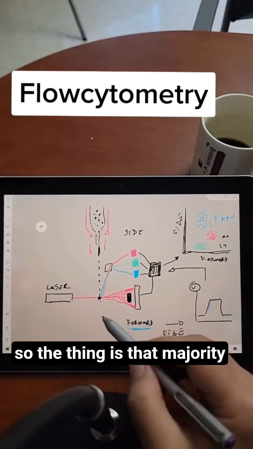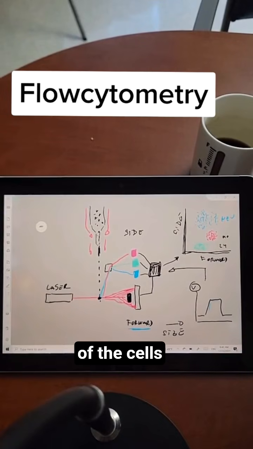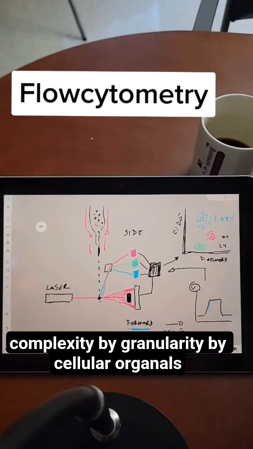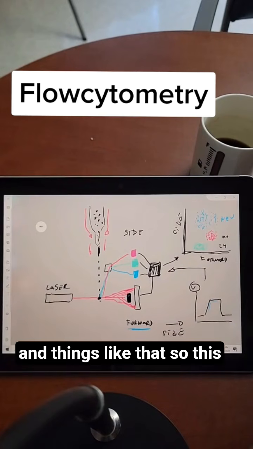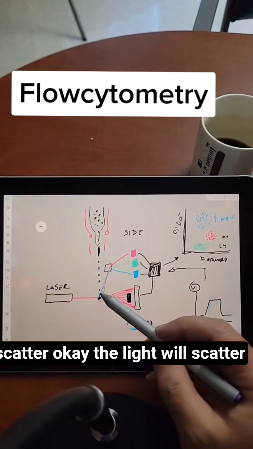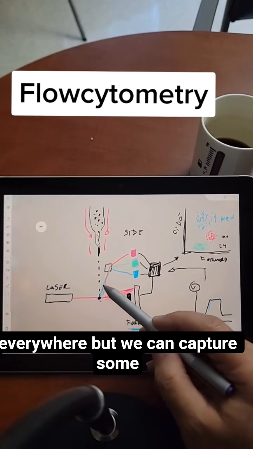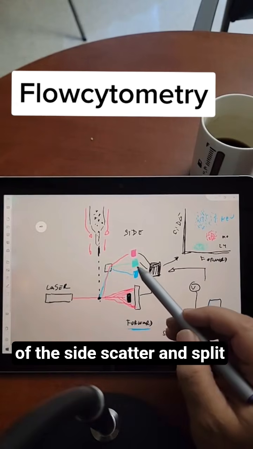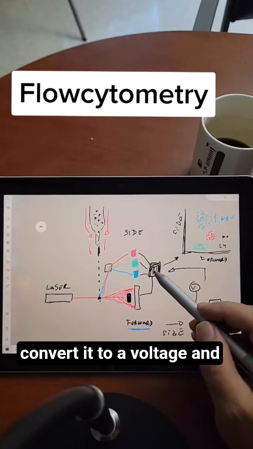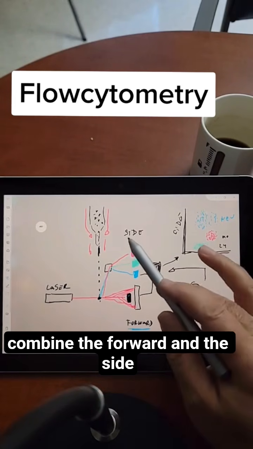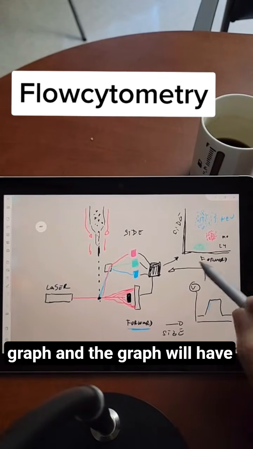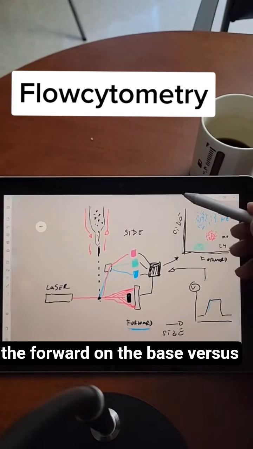The thing is that the majority of the cells are different not only by size, they are also different by complexity, by granularity, by cellular organelles and things like that. So this laser will also have a side scatter, okay? The light will scatter everywhere, but we can capture some of the side scatter and split it into different channels like that, convert it to a voltage, and combine the forward and the side scatter together into a single graph, and the graph will have the forward scatter on the base versus the size.